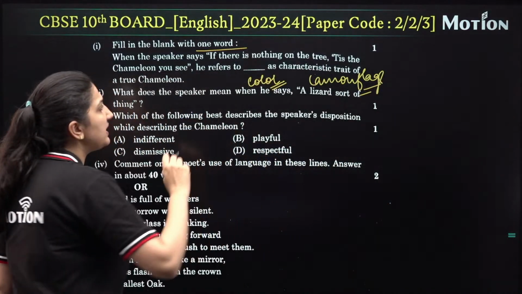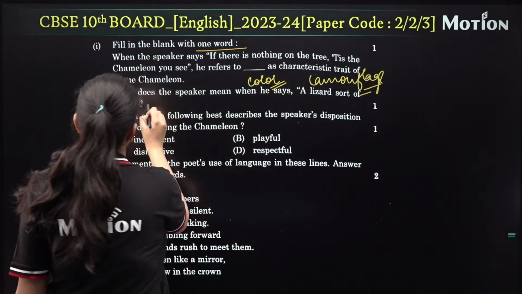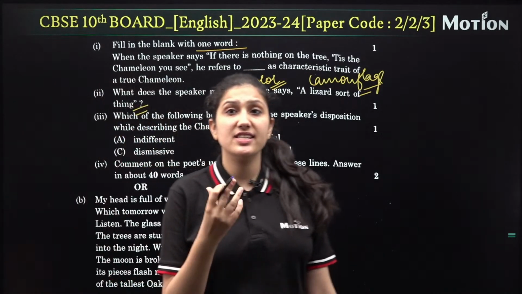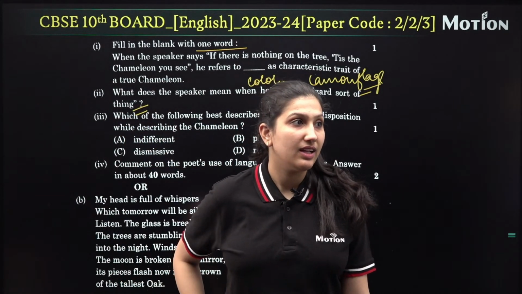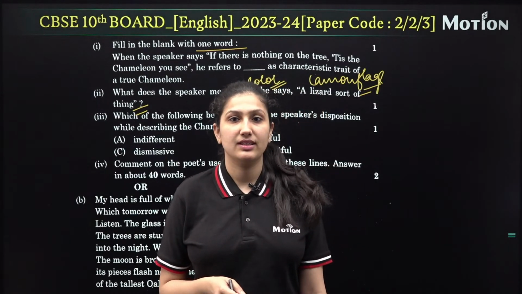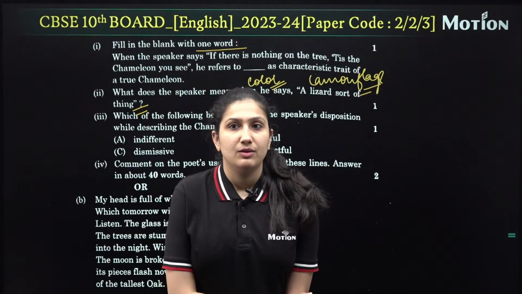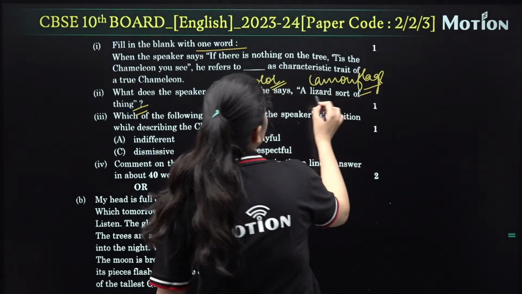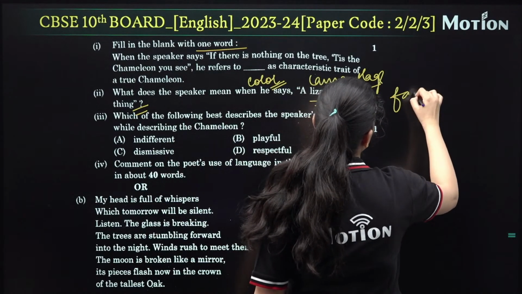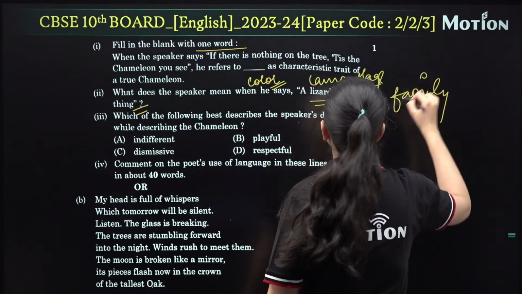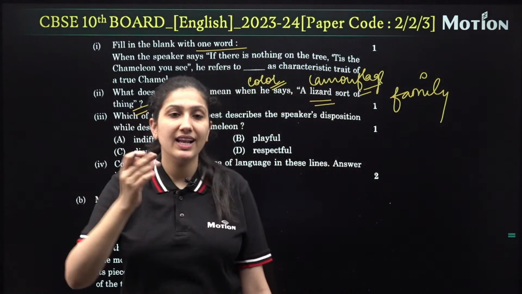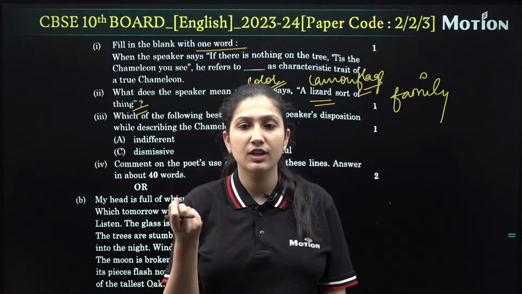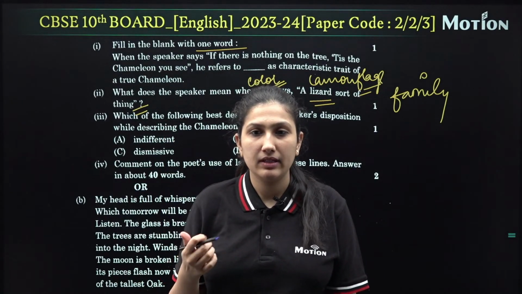What does the speaker mean when he said "a lizard sort of thing"? स्पीकर जब कह रहा है कि कुछ लिजार्ड जैसा था, उसका क्या मतलब है? What does it mean? यानी कि लिजार्ड की फैमिली से बिलोंग कर रहा था, सॉर्ट ऑफ लिजार्ड की फैमिली या उसकी ब्रीड से रिलेटेड था, वो यही कहना चाहता है. स्पीकर के माइंड में यही है. लिजार्ड जैसा होता है ना कैमेलियन, जो कलर चेंज करता है.